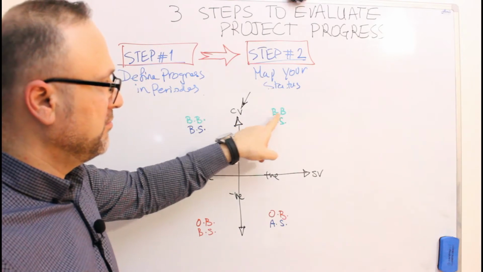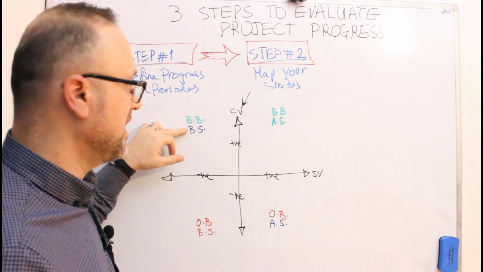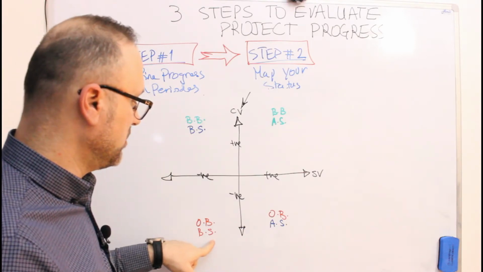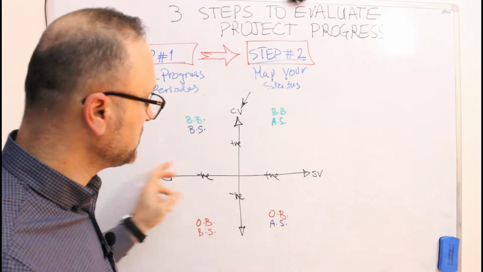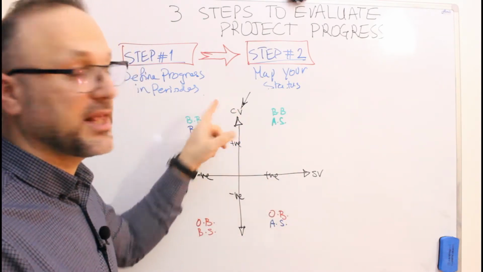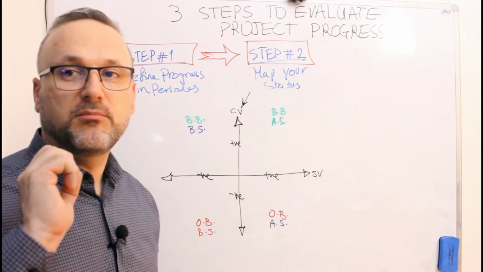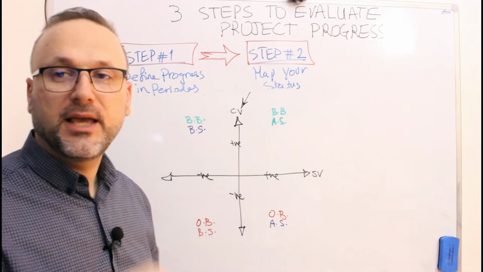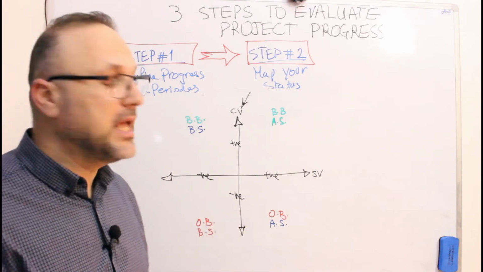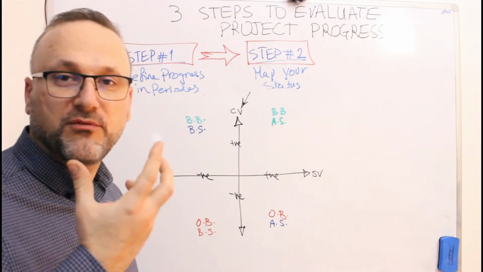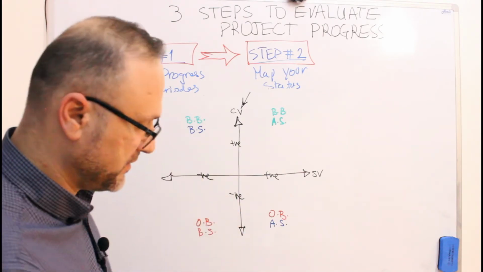We said we have below budget, ahead of schedule, below budget, behind schedule, over budget, behind schedule, over budget, ahead of schedule, according to the positive and negative values of schedule variance and cost variance. Let's consider that we are now in month number 6 of 12, and we had calculated the cost variance and the schedule variance in each and every month. And let's start. We have now data of 6 months ready to map over here.